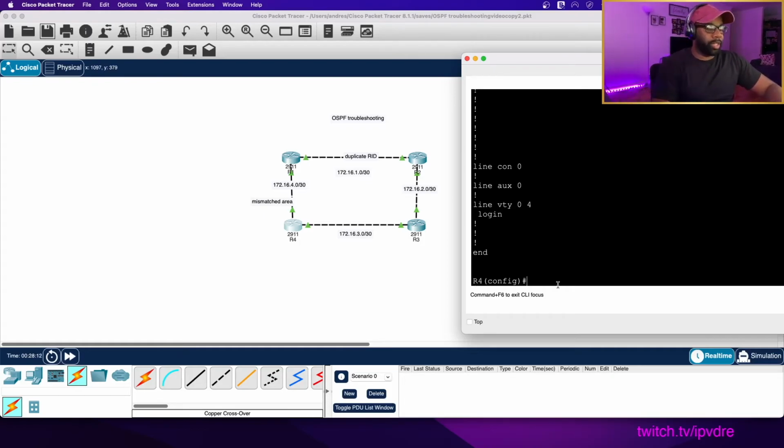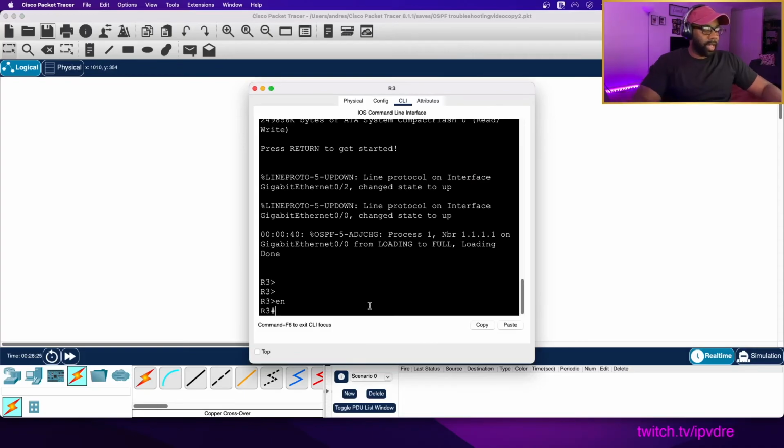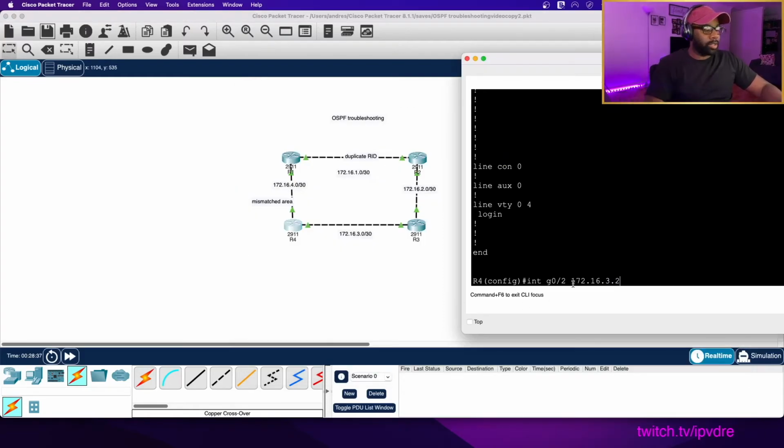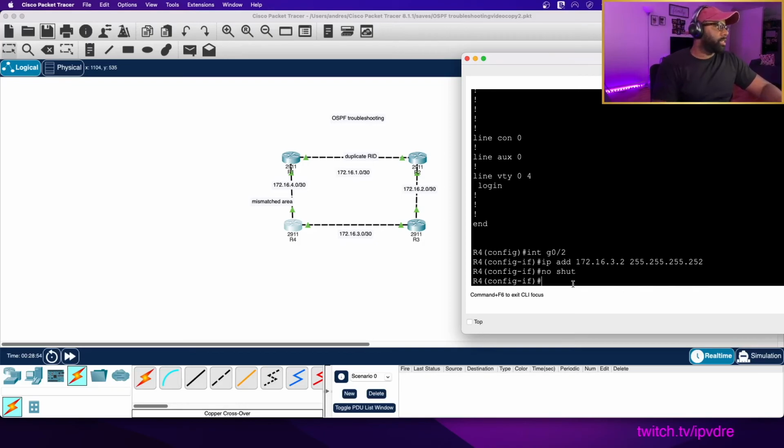And how we fix that is simply doing interface G02, 172.16.3. Let's make sure there's no duplicate IDs. What is the IP address for that? Do show IP interface brief. We know that's 3.1 over here, so we're gonna do 3.2. IP address 172.16.3.2 255.255.255.252. No shut, it's already not shut down.